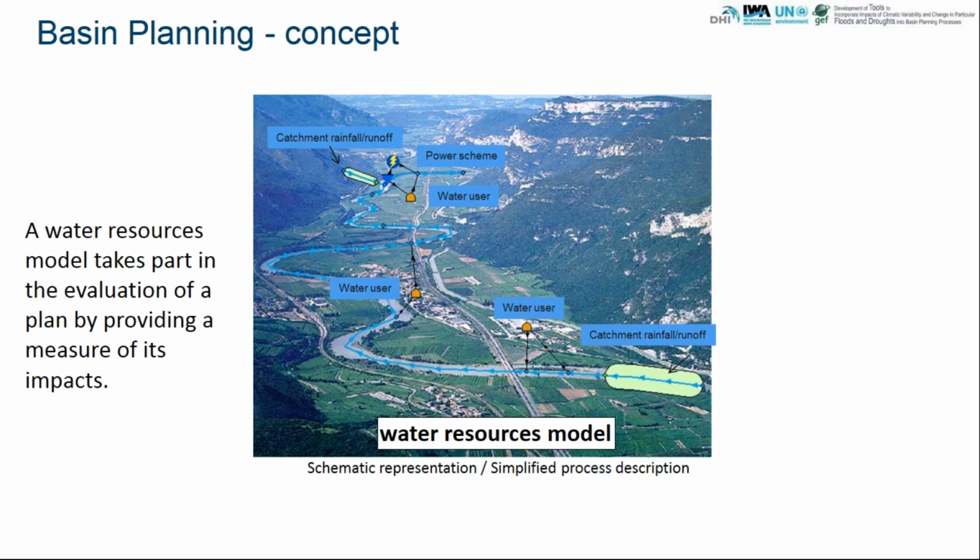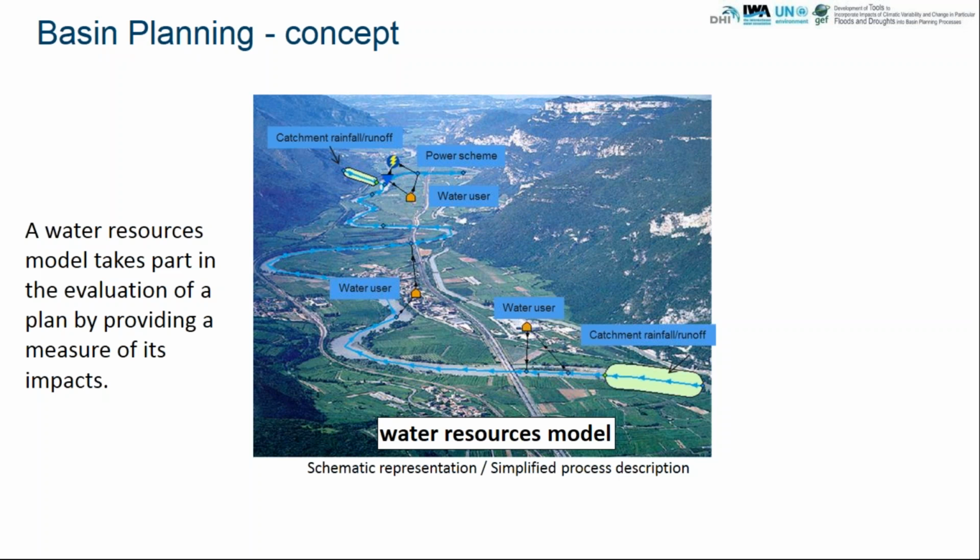So our natural system and the coexisting anthropogenic components are schematized in the model, and their interactions are described and then simulated. The key components are the water sources and the consumptions and demands within the basin.